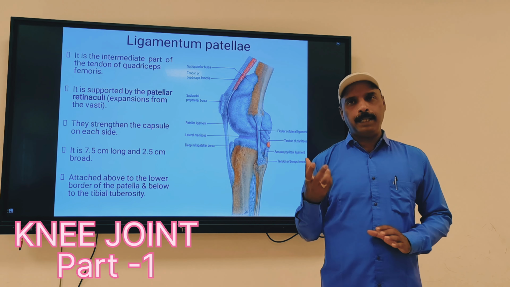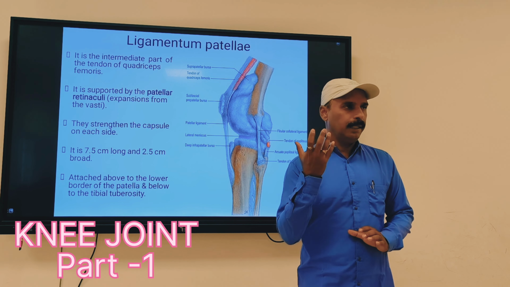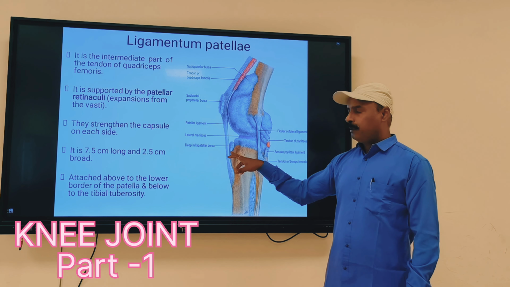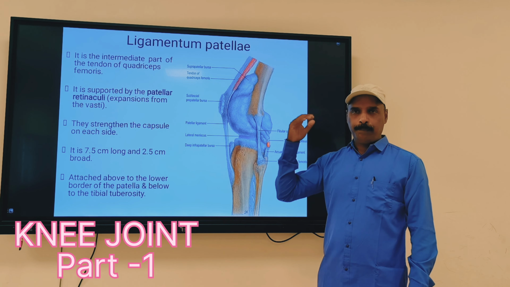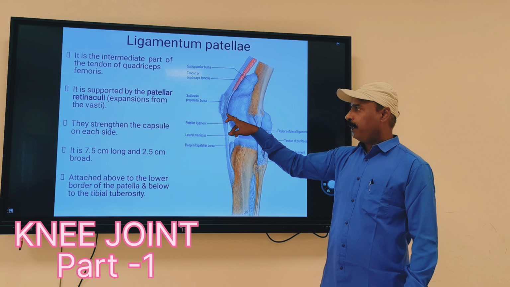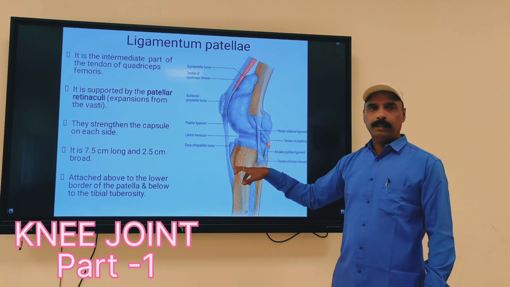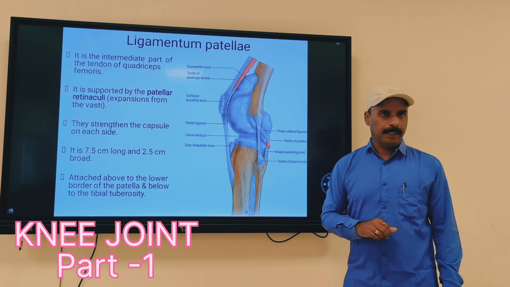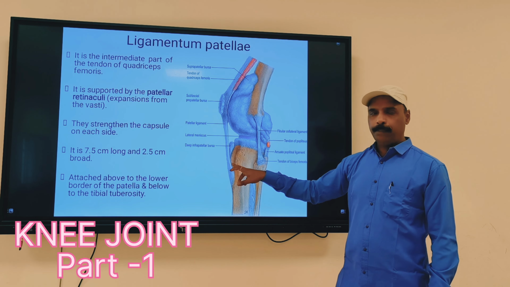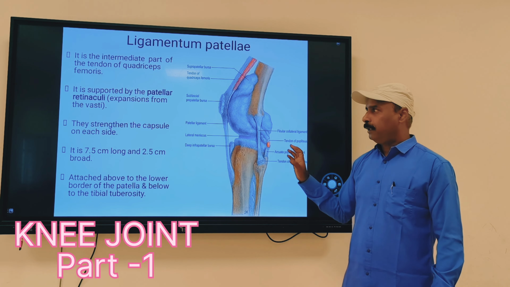So the apex of the patella, posterior surface, is non-articular because there is attachment of the ligamentum patellae. Inferiorly, it is attached to the smooth upper part of the tibial tuberosity. You can see here the patella and ligamentum patellae coming, and the upper smooth part is the attachment of the ligamentum patellae. Two points: apex of the patella, posterior surface, and the upper smooth area of the tibial tuberosity, that is the attachment of the ligamentum patellae.